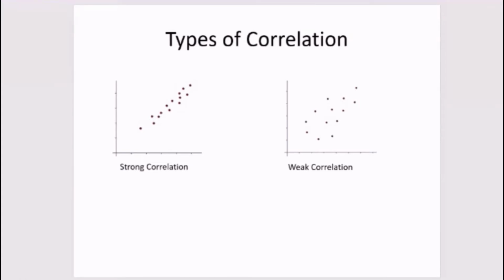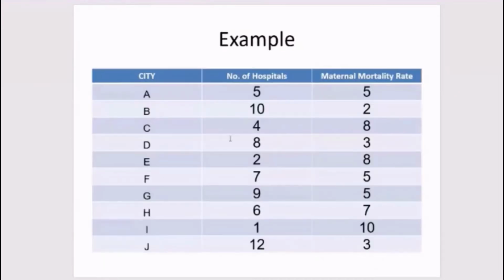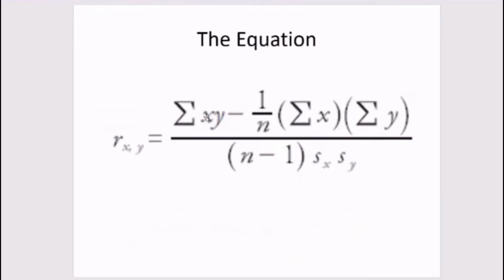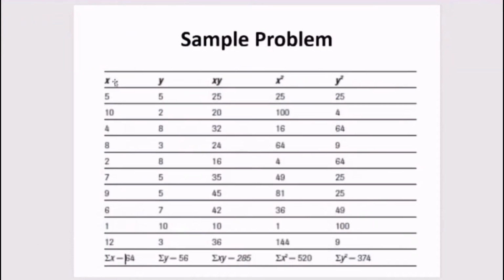Be ready with your calculators and your paper. Okay, so we have this sample problem. Gihimo na tong X ang number of hospitals, Y ang maternal mortality rate para magamit na to ni kay X of Y man. So, X here is the number of hospitals, Y is maternal mortality rate. So that becomes kaning data nato butang ra nato dire.